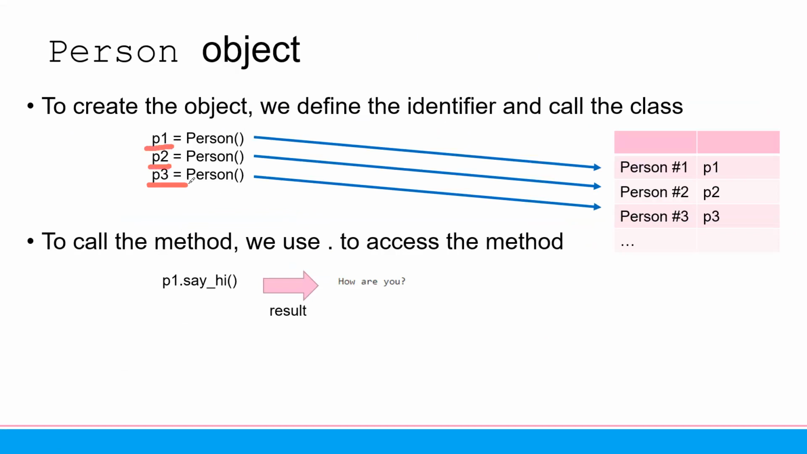So we can think of this as data in a tabular format, or a kind of Excel. Person 1 is P1, person 2 is P2, person 3 is P3. So we have 3 objects, which means we have 3 rows. And then to call the method, we use the dot to access the method. If you have P1, you can say hi, and if you have P2, you can also say hi, and so on.